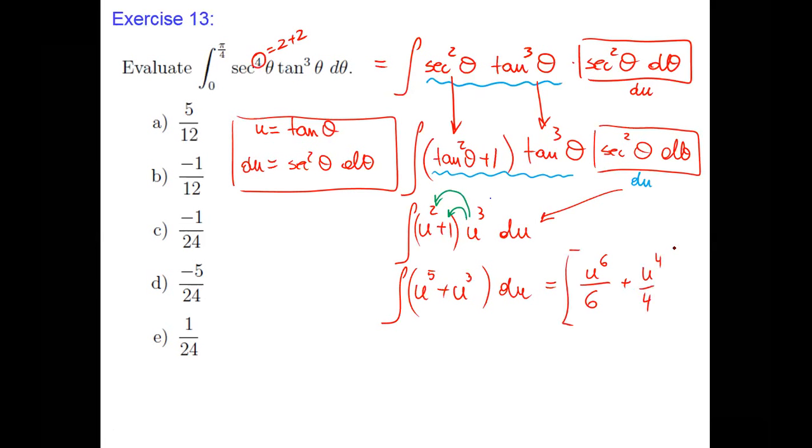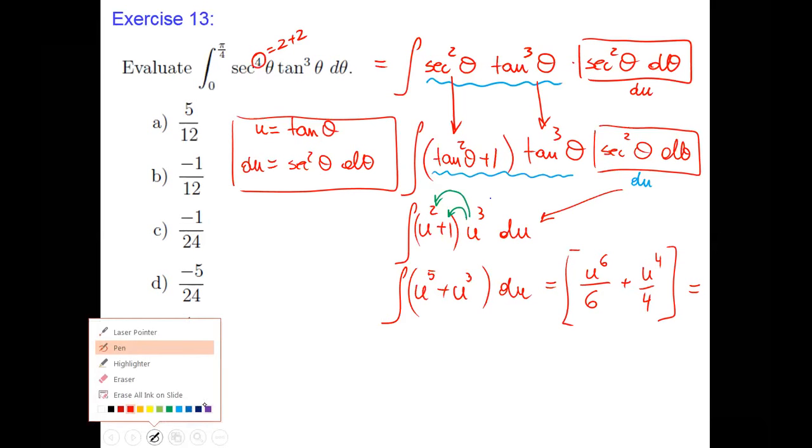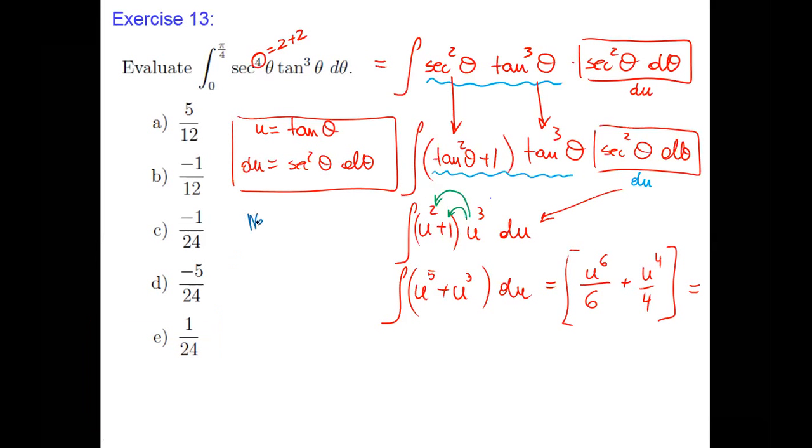The only thing is, for the definite integral, I don't have to rewrite in terms of tangent theta. I can find new limits of integration. That means let's find the new limits. If theta was 0, u is defined as tangent of 0. Who can tell me what's tangent at 0? 0, thank you. That means not changing, 0.